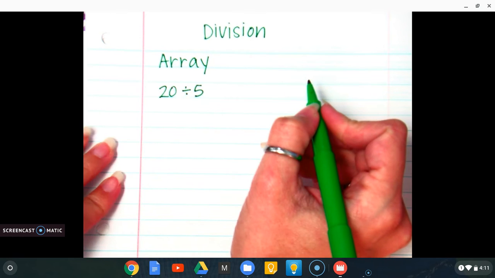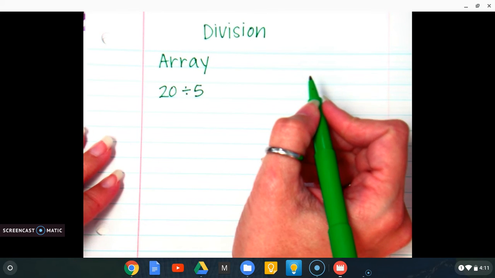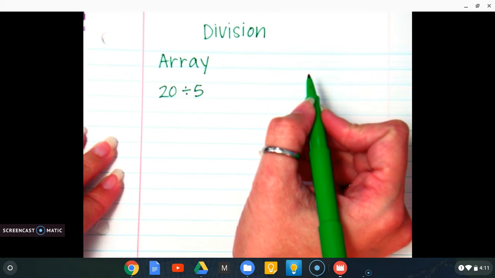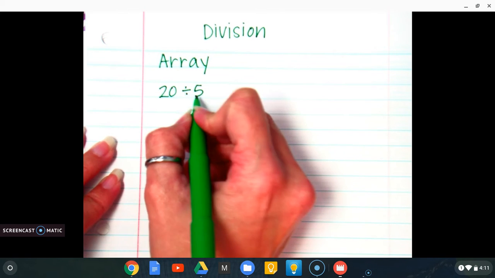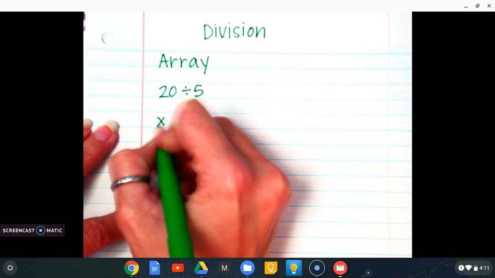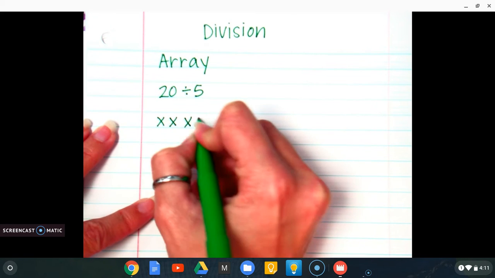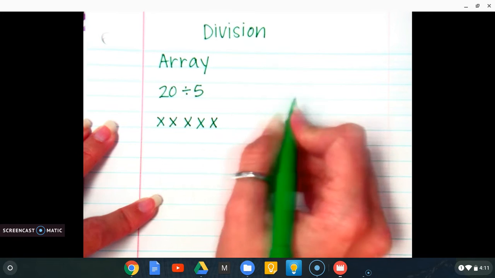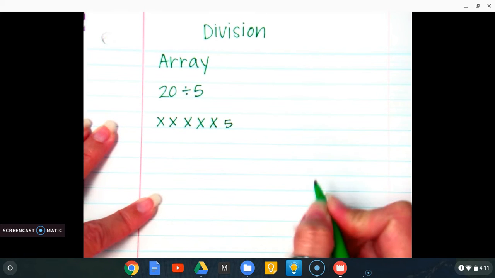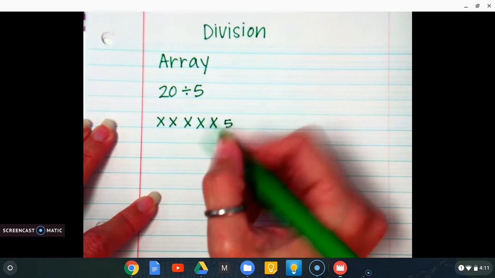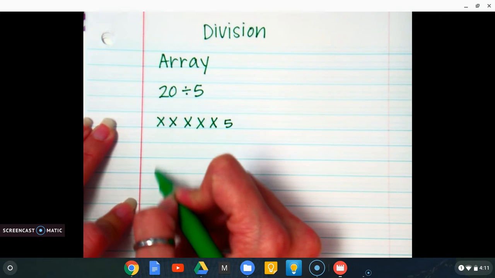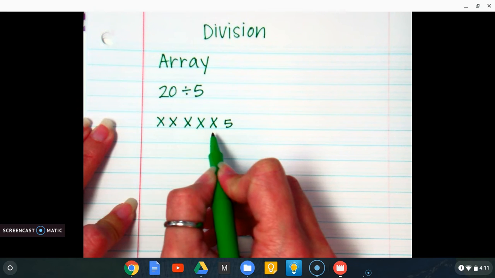Now if you remember when we do this array in a multiplication equation, the second number tells you how many goes across. So I'm going to do that right now with the 5. So I'm going to have 1, 2, 3, 4, 5. I can put a little 5 right there. I'm going to keep counting until I get to 20. And as I do that, I'm going to line up my x's with the ones that are in front.